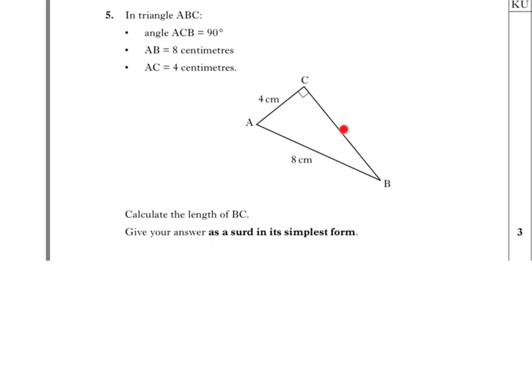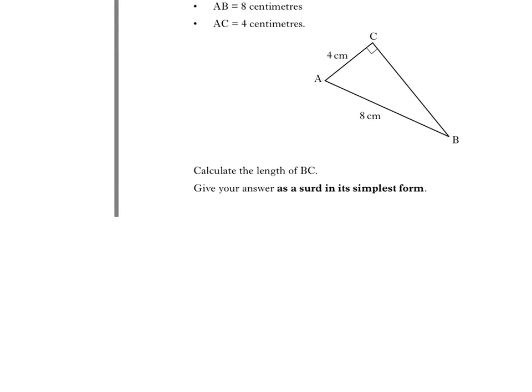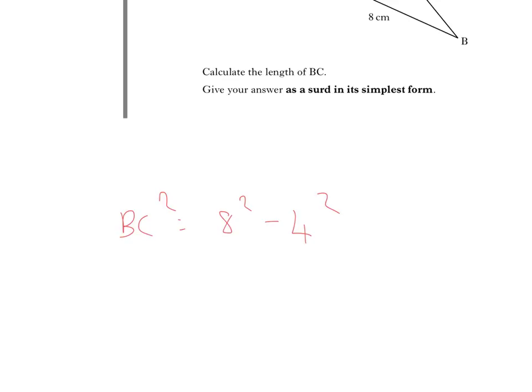So I'm looking for BC. Now BC is definitely one of the shorter sides. The hypotenuse, longest side, is 8. So it's going to be Pythagoras and subtraction. So BC squared will be equal to the longest side squared, take away the other short side squared. So BC squared is equal to 64, take away 16.